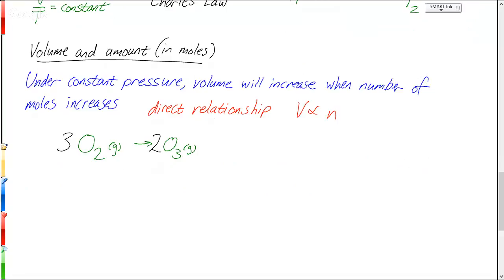You don't let anything out or in. You just do that reaction. What happens to the volume of the balloon? It goes down. Yeah, why? There's fewer moles. Right, so the relationship is if the number of moles goes down, then the volume also has to go down. So even though you haven't let anything out of the balloon, all that oxygen has become ozone. So there are now fewer gas particles inside that balloon, so the volume goes down.